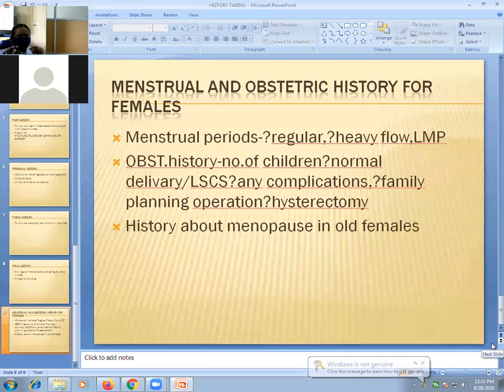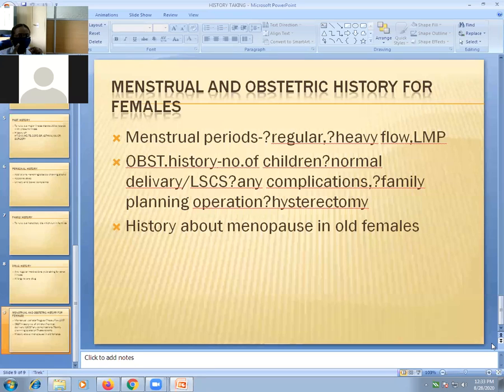Then if patient is female, young female, particularly you have to ask menstrual history. If patient is an old lady, you have to ask history about menopause. How many years back there is menopause. Then whether there is history of any surgery like hysterectomy means removal of uterus, you have to ask about that also. So about menstrual history, you have to ask whether the cycles are regular, whether the flow is heavy or normal, means whether there is menorrhagia, excessive bleeding, and the last menstrual date.